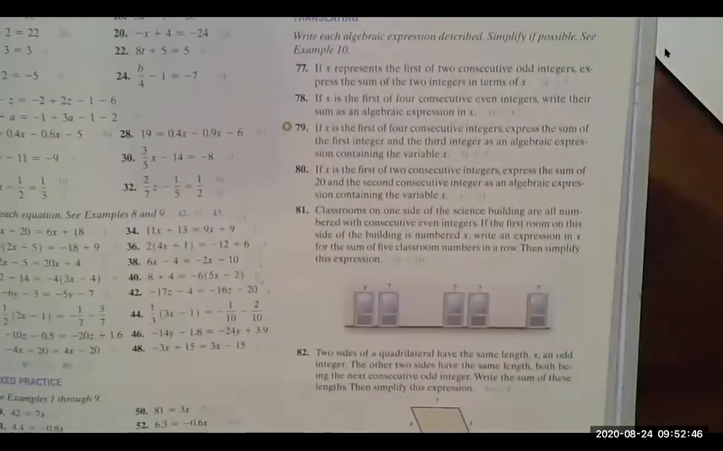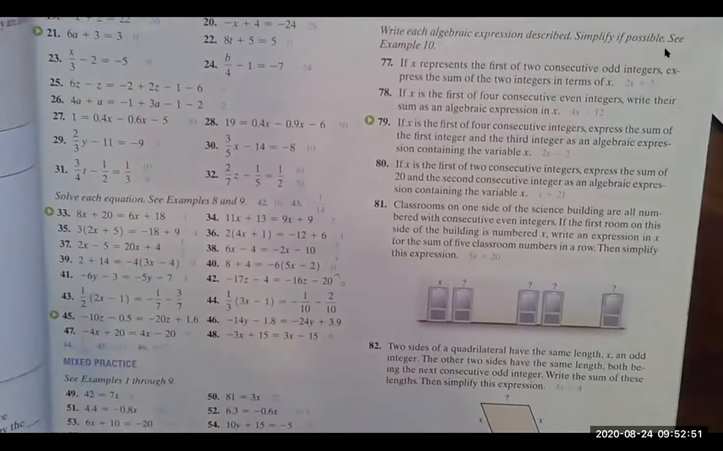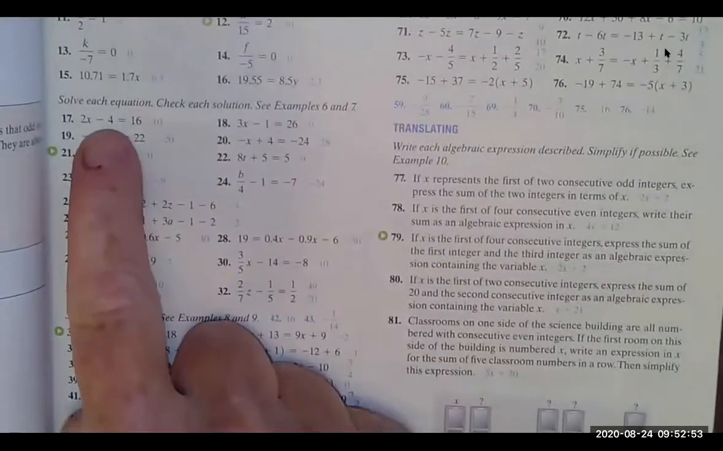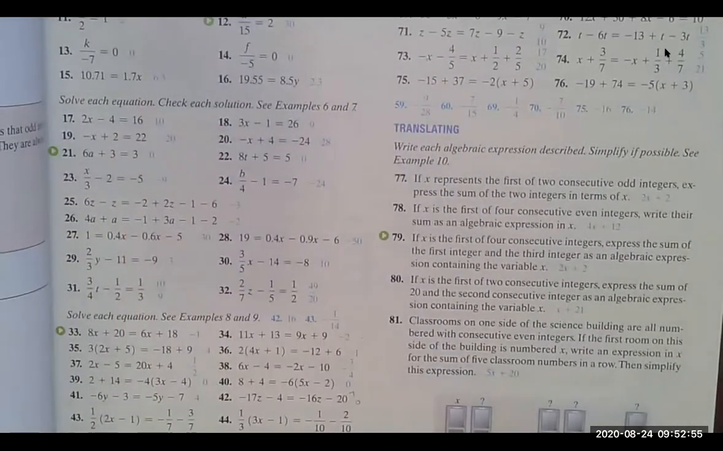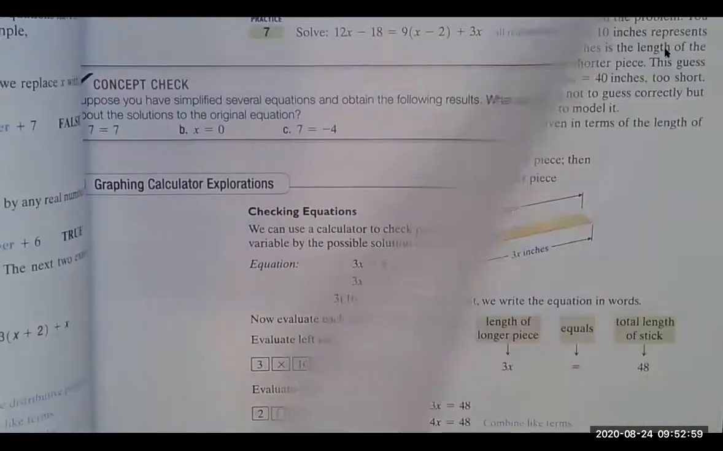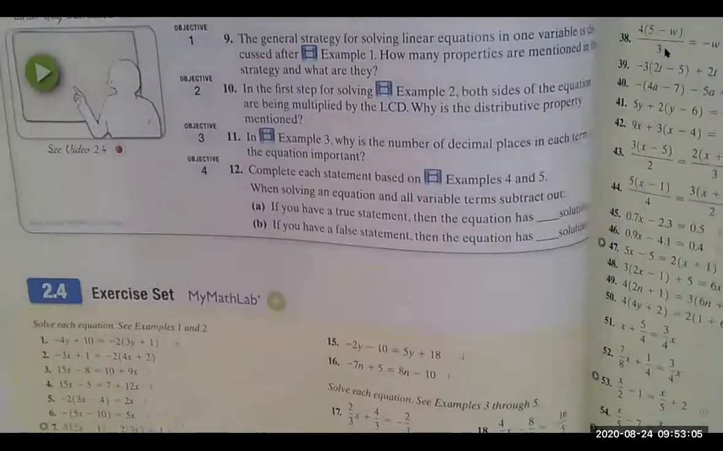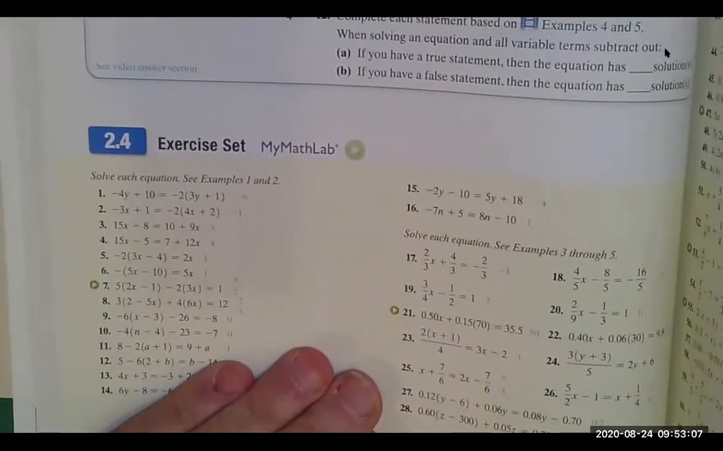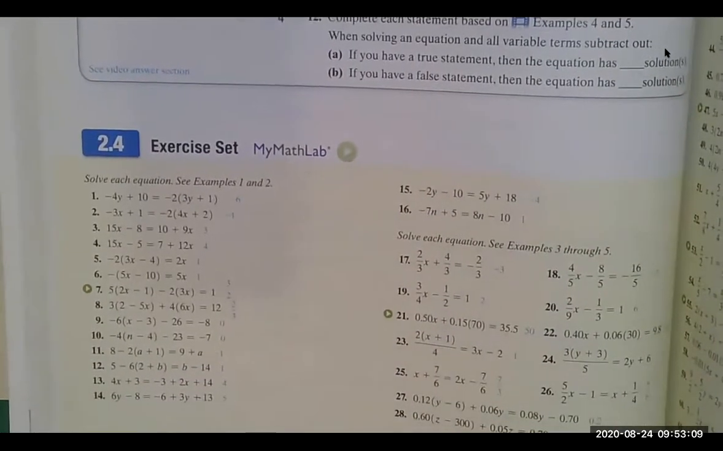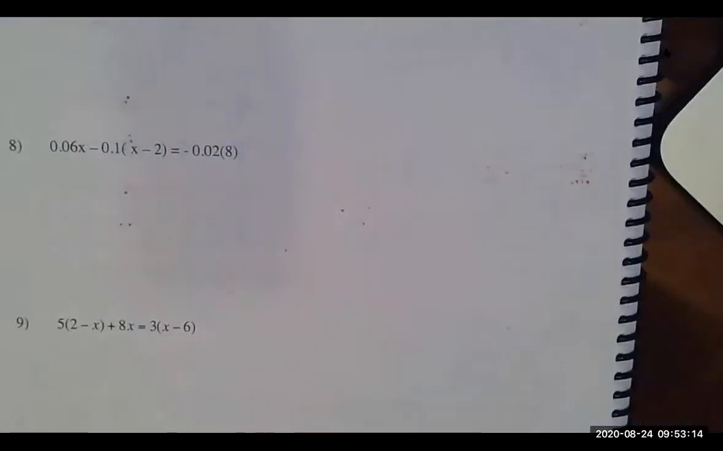2.3. Oh, okay, this one just says solve, but earlier ones said solve and check. 2.4, just solve. They get harder and bigger. So 2.2, 2.3, just do some checking.